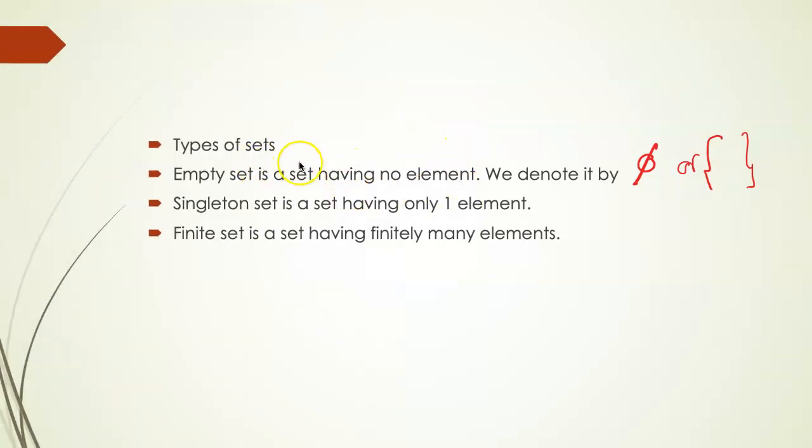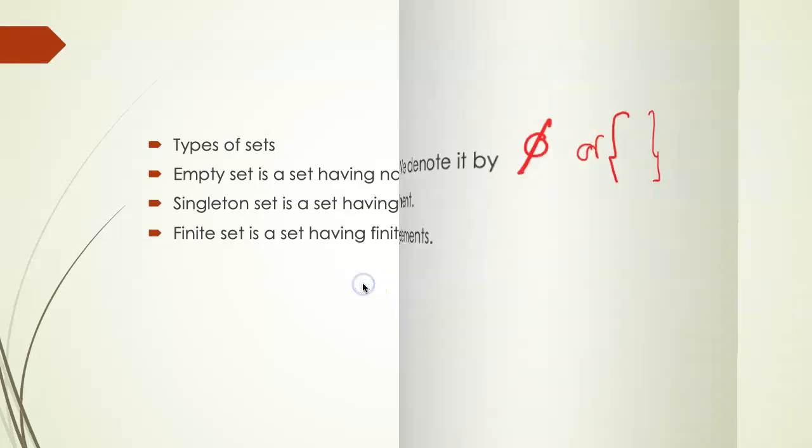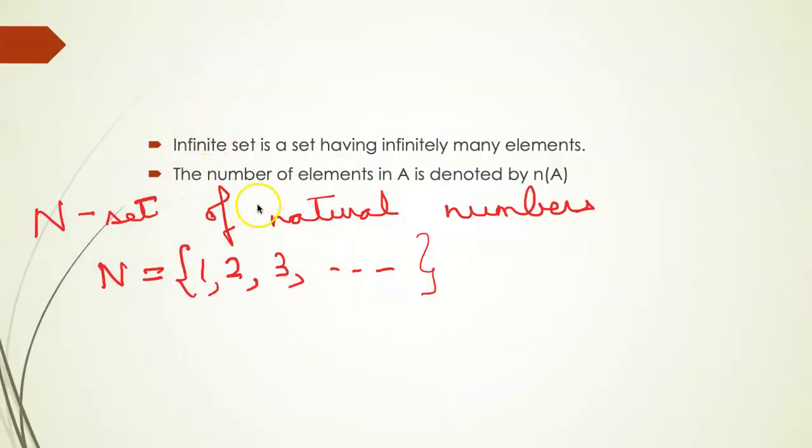Now coming to types of sets. An empty set is a set having no element. We denote it by this symbol. Singleton set is a set having only one element. Finite set is a set having finitely many elements. Infinite set is a set having infinitely many elements. And the number of elements in A is denoted by n(A).